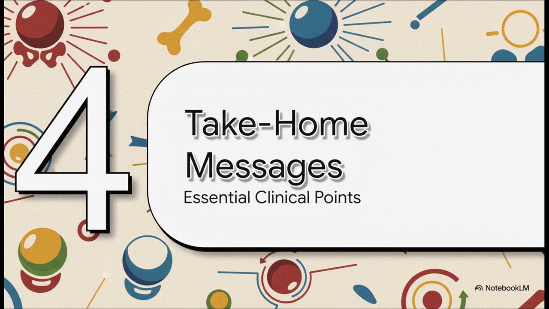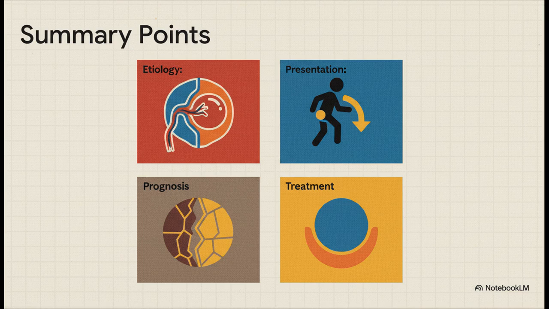Okay, that was a lot of information, I know. So let's boil it all down into the most important take-home messages that you can bring right into your clinical practice. These are the 4 points you absolutely have to lock in. First, the cause. Idiopathic avascular necrosis in a kid. Simple as that. Second, the presentation.